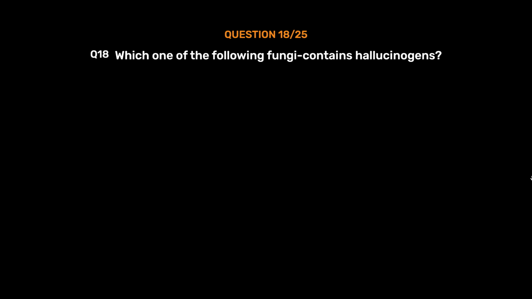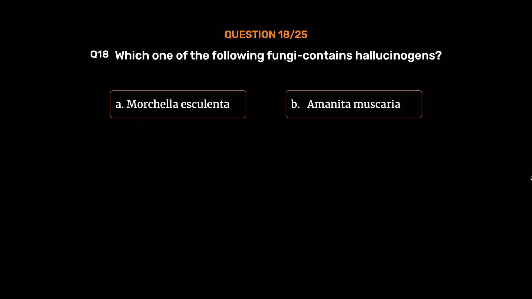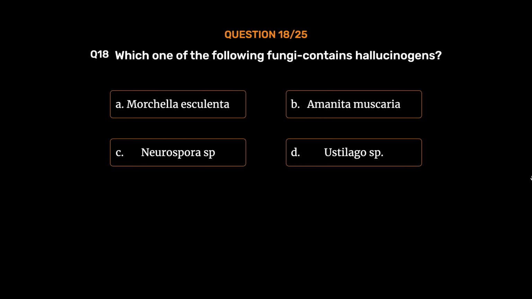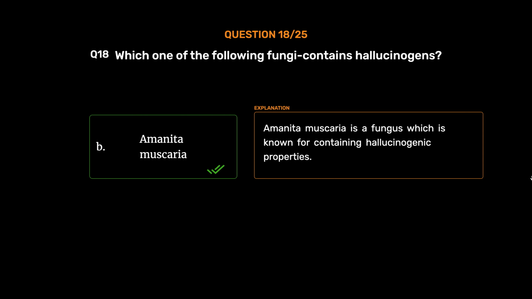Question number 18. Which one of the following fungi contains hallucinogens? Option A. Morchella esculenta. Option B. Amanita muscaria. Option C. Neurospora sp. Option D. Ustilago sp. The correct answer is option B. Amanita muscaria is a fungus which is known for containing hallucinogenic properties.